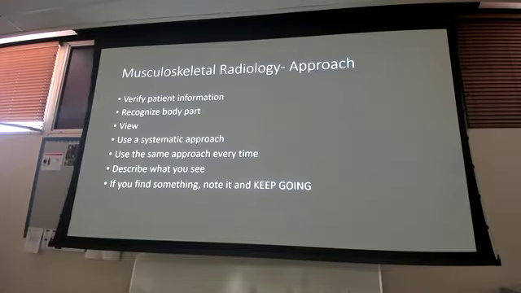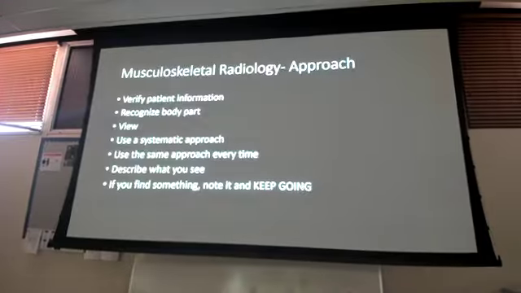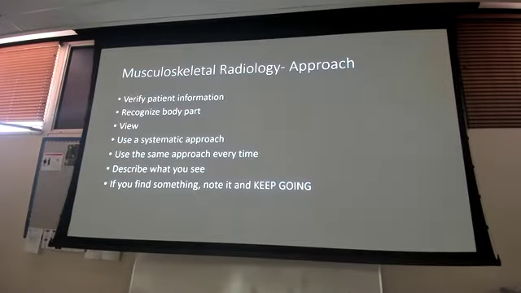When you're reading the images, first, make sure you're looking at the right patient, the right body part. If you're expecting to see Joe Smith and his left shoulder, make sure it's Joe Smith and his left shoulder, and the right birth date. Make sure it's the right views. Use your systematic approach, same approach every time. Describe what you see in your head. If you want to say it out loud, that's fine, it's just your office.